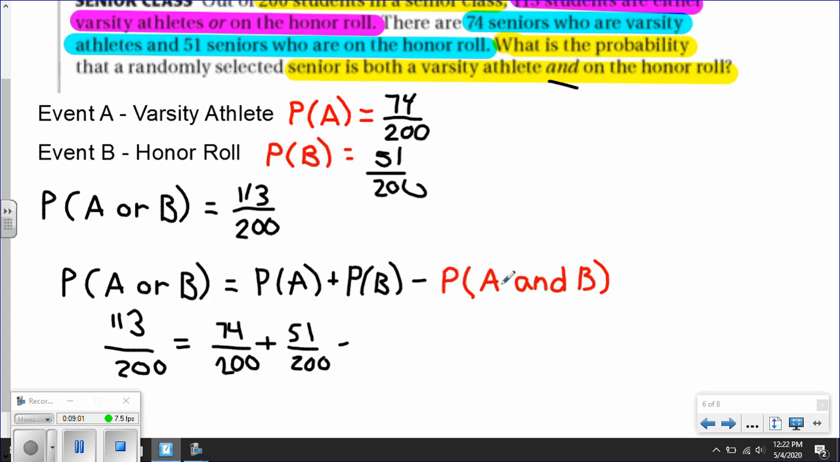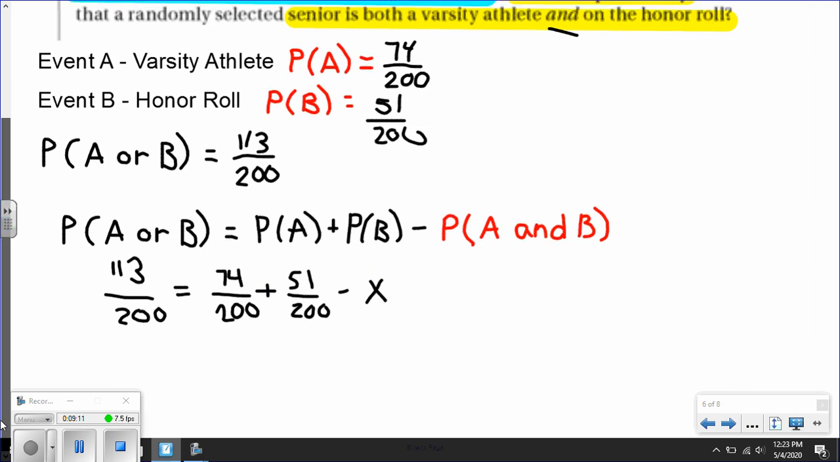minus, I'm just going to call this X, the probability of A and B. It's just going to be some fraction. So to make this a little bit easier to look at, I'm just going to call that X. So now we are going to need to solve for X. Since this is a minus X, I can actually add X to each side to move the X to this side of the equal sign. And I also want to subtract this over. So I'm pretty much switching this fraction with the X.